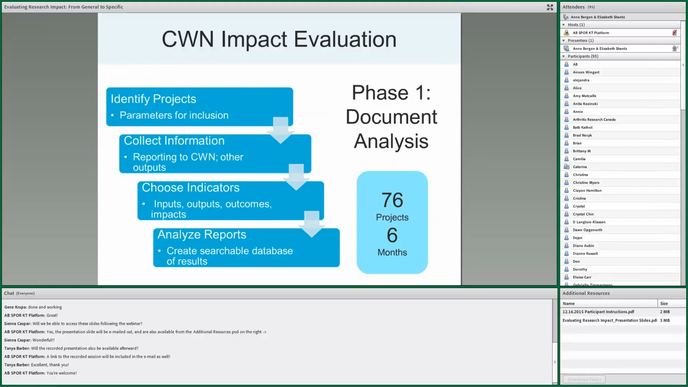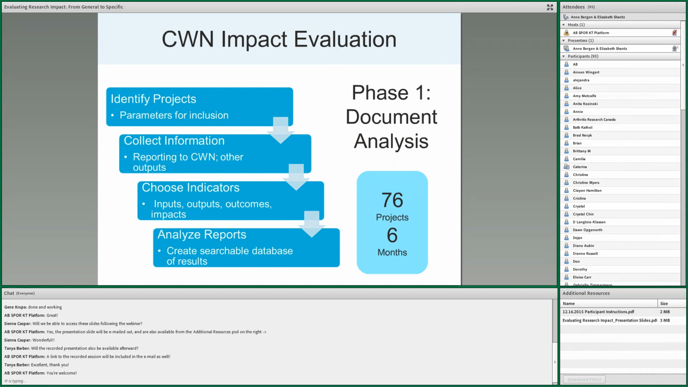So when it came to time to start our own impact evaluation, as I mentioned, we're a research funder, so we have access to documents that projects have submitted to us through their lifespan. So the first stage of 3 stages that we did was document analysis. And our first step here was trying to decide which projects to include.